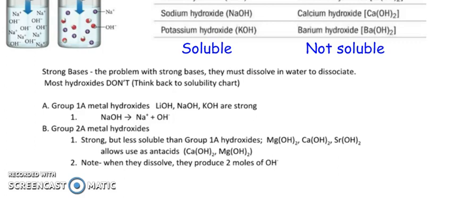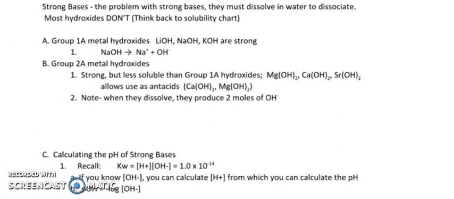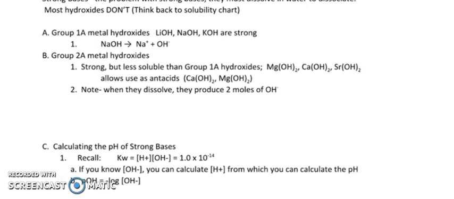These are also used in antacids because they don't dissolve real well, but what does dissolve will then absorb any kind of additional acid in your stomach, and that's why they call them antacids. One thing to watch out for, when they do dissolve, they're going to produce 2 moles of hydroxide, so be aware of that. So let's calculate the pH of strong bases.